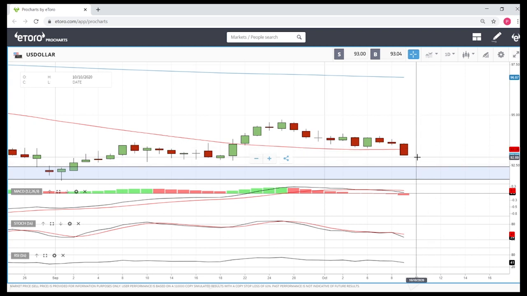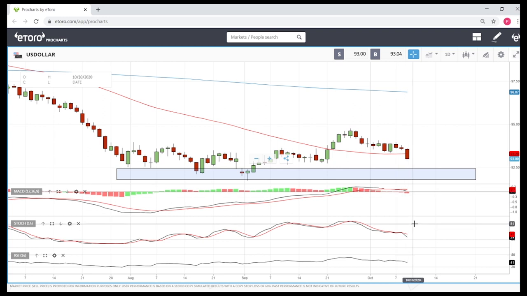So it may indicate, because the indicators are very bearish for the US dollar index, we can see that MACD has crossed the signal line. We can see that the stochastic is looking really bearish at this point, and the same goes for the RSI. So if we have another red candlestick, that will indicate that we'll go to these lows of July, August, and September. And it has to be also included that this was major support.